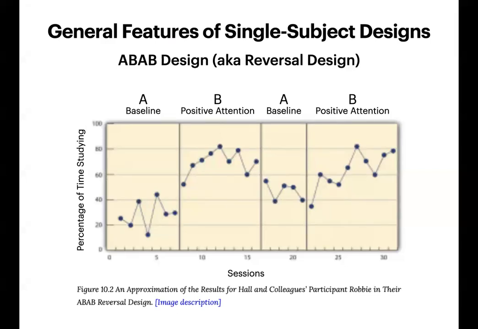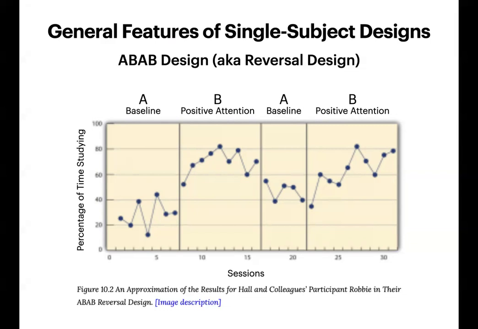The study conducted by Hall and his colleagues used an ABAB reversal design. The graph on the slide shows the data for Robbie, one of the students studied by the researchers. The percentage of time spent studying, which is the dependent variable, was relatively low during the first baseline, phase A. During phase B, it increased, but then decreased during phase A and increased again during phase B.